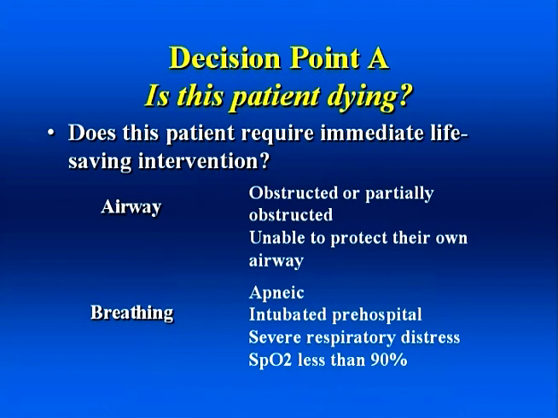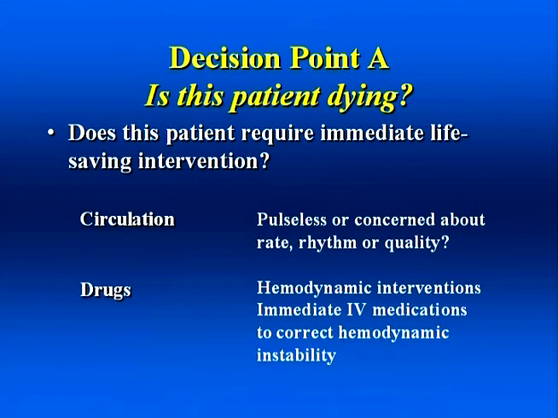Or does the triage nurse feel they need to be immediately intubated or placed on non-invasive ventilatory support because they are in severe respiratory distress? Or is their oxygen saturation less than 90%? Is this a patient who's pulseless? Is the triage nurse concerned that the pulse rate, rhythm, or quality is an immediate threat to life? Does the patient require immediate cardiac pacing, cardioversion, defibrillation, or immediate intravenous access and large amounts of fluid and blood given? Is this a patient who requires immediate medications to reverse a threat to life or limb?